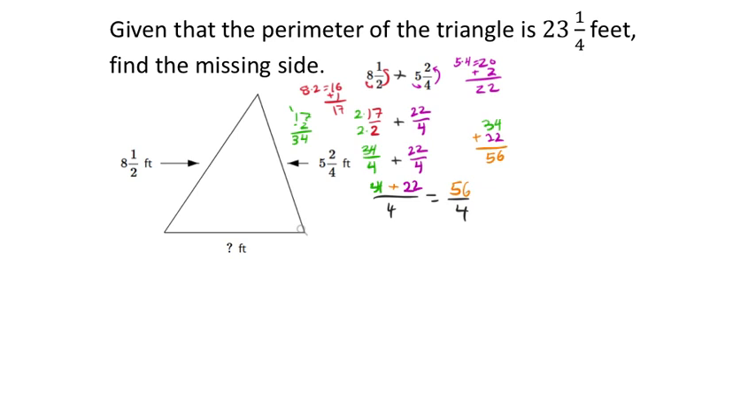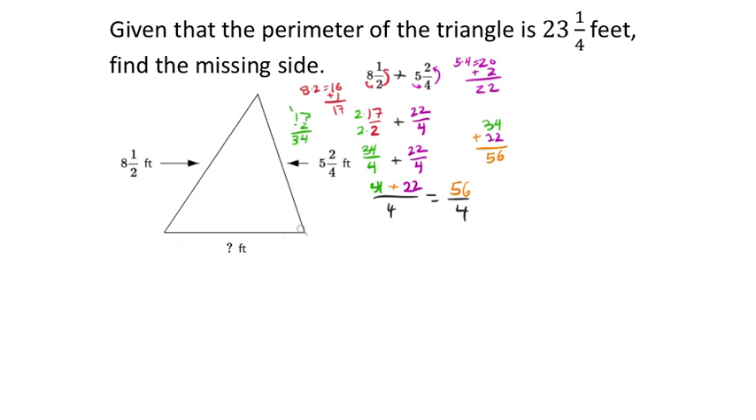Okay, and I'm going to keep that 56 fourths, okay? And that's in feet. That's not the perimeter of our triangle. That's just these two side lengths. What we want is this one. But as of right now, we have 56 fourths, but we also have 23 and a fourth. So that would be all three of them together.